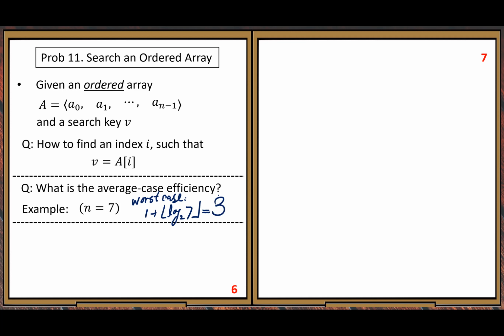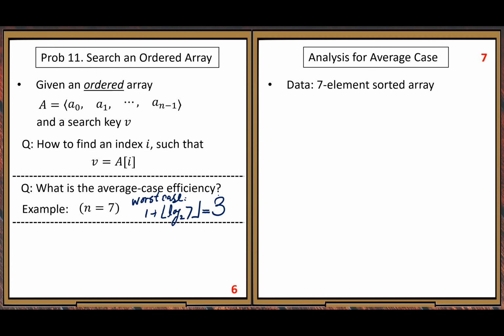The average case should be smaller than 3. But how close to 3? So let's look at how close to 3. Let me show you how to find the average.